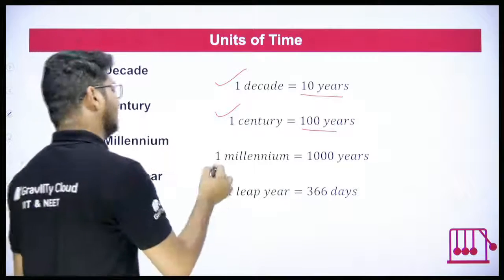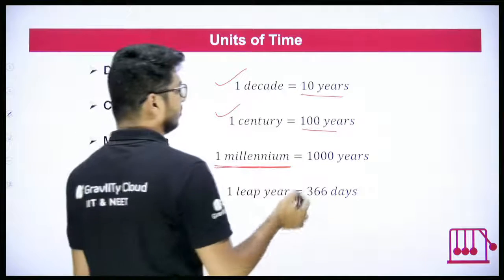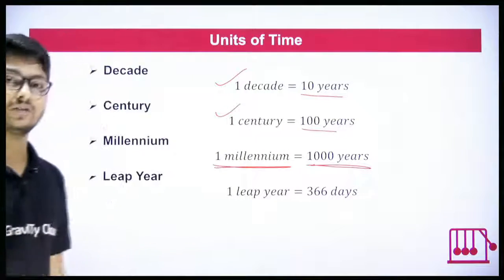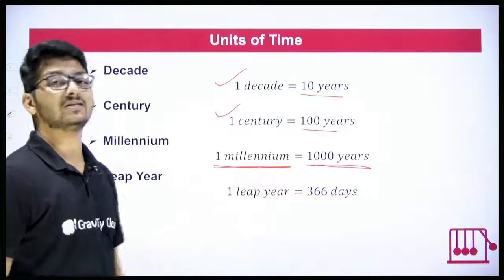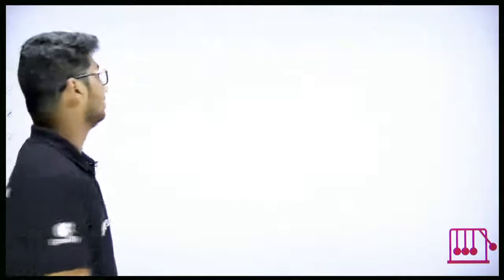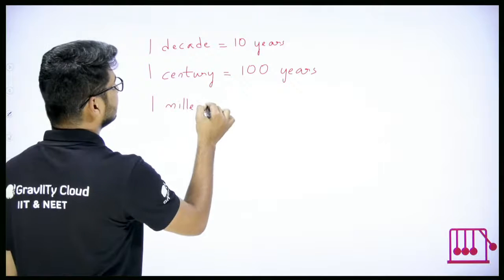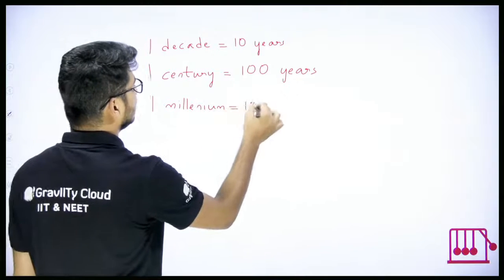Then you have 1 millennium. What is 1 millennium equal to? 1 century is 100 years. But 1 millennium is equal to 1000 years. That's important. 1 millennium is 1000 years.